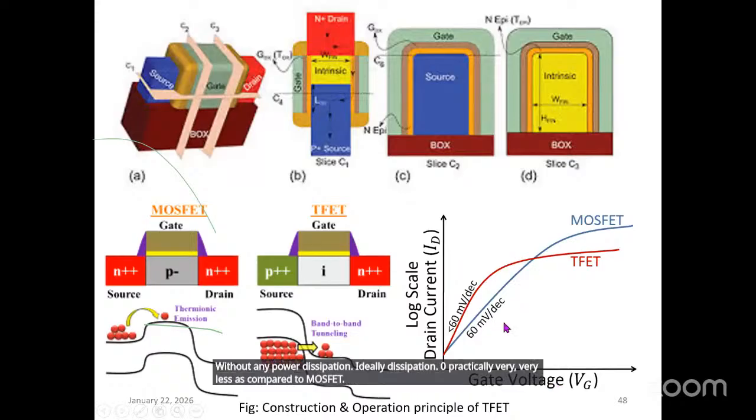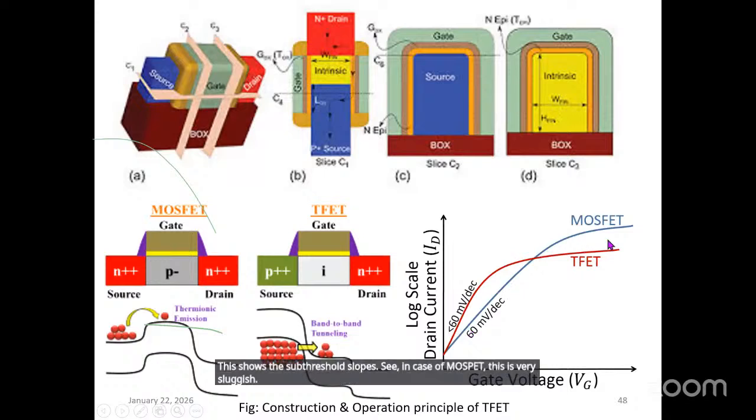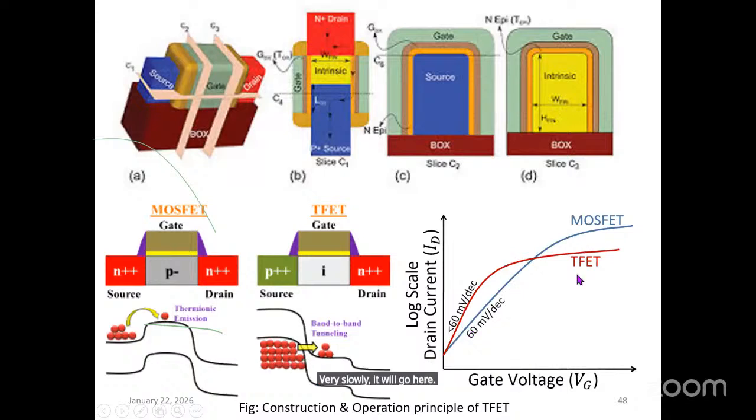This shows the sub-threshold slopes. See, in case of MOSFET, this is very sluggish. Very slowly it will go here, sub-threshold. In case of tunnel FET, it goes very quickly. Therefore, this ratio, how many millivolt per decade? This ratio is smaller than 60. In case of MOSFET, it is 60 millivolt per decade or more than that. Therefore, the sub-threshold swing or sub-threshold slope of the device is better here as compared to MOSFET, as compared to FinFET also.